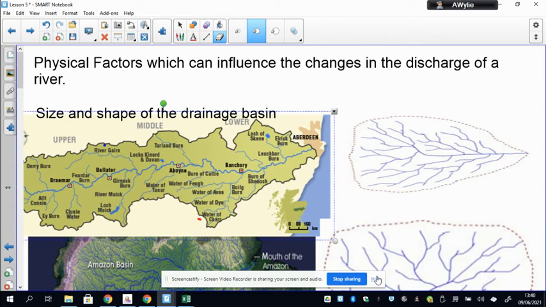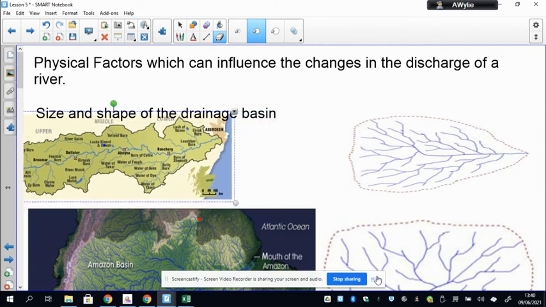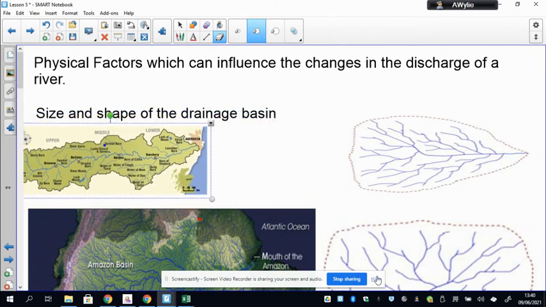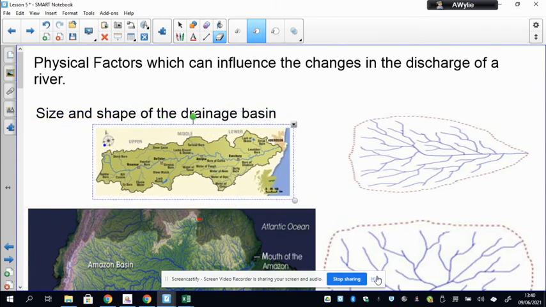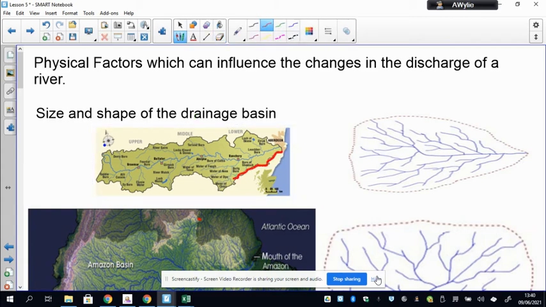And it's got quite a small drainage basin. It is quite a small river. And a drainage basin is the area of land, which I'm indicating here, which surrounds the river, on which rainwater lands and moves towards that river.